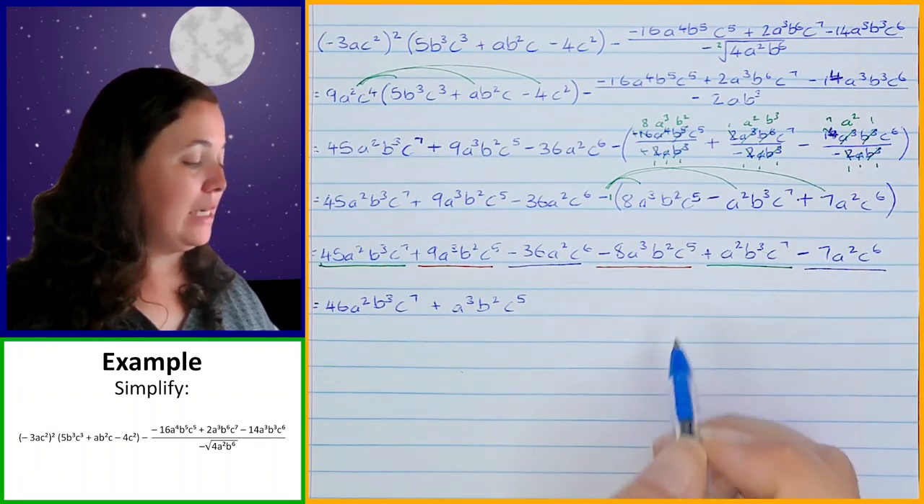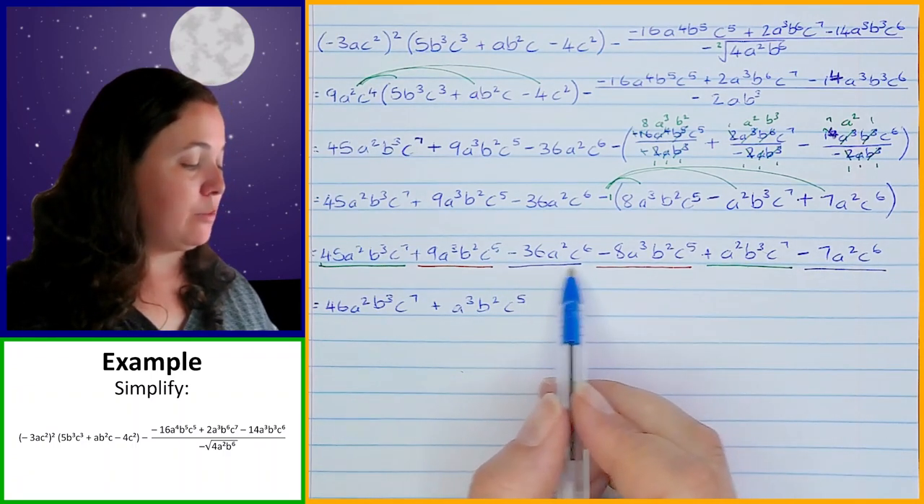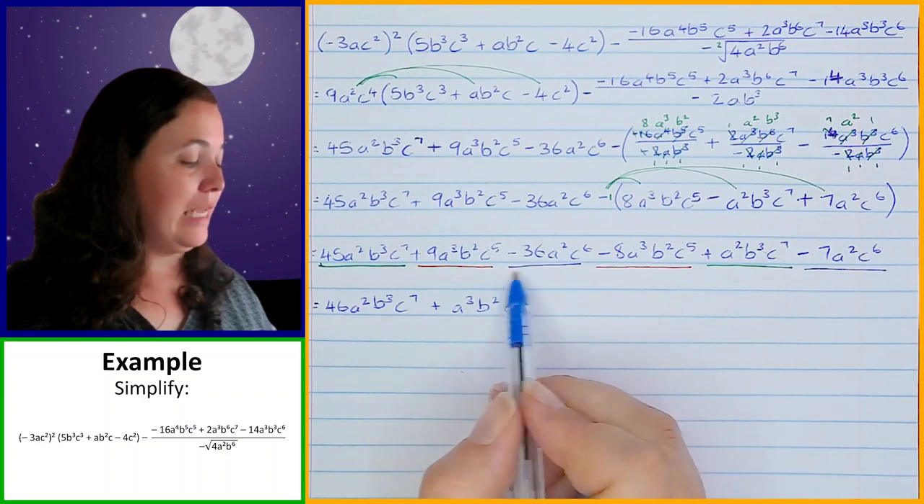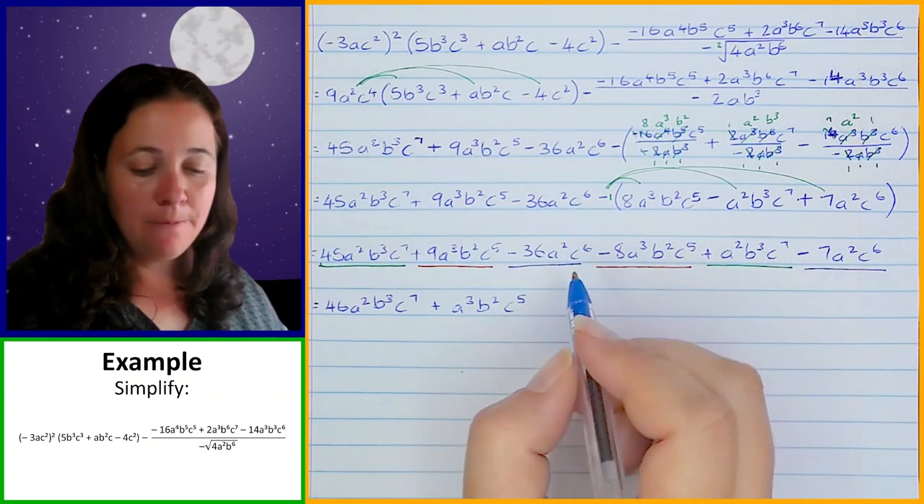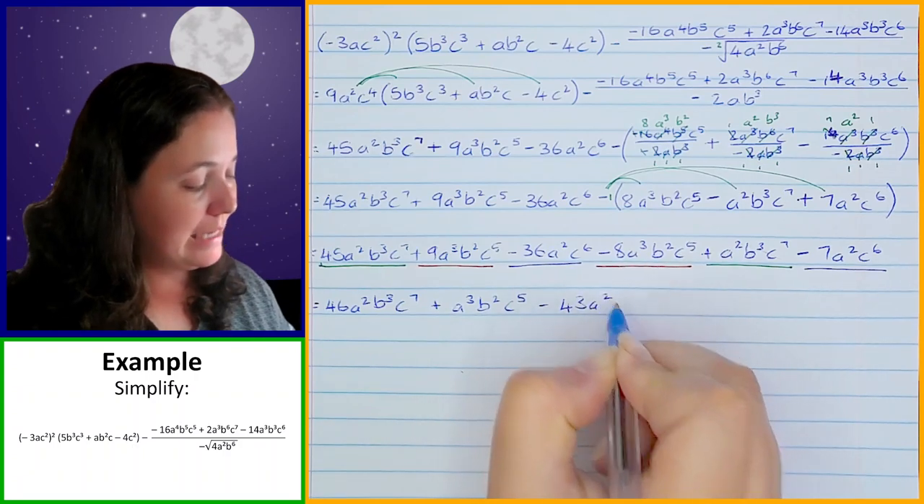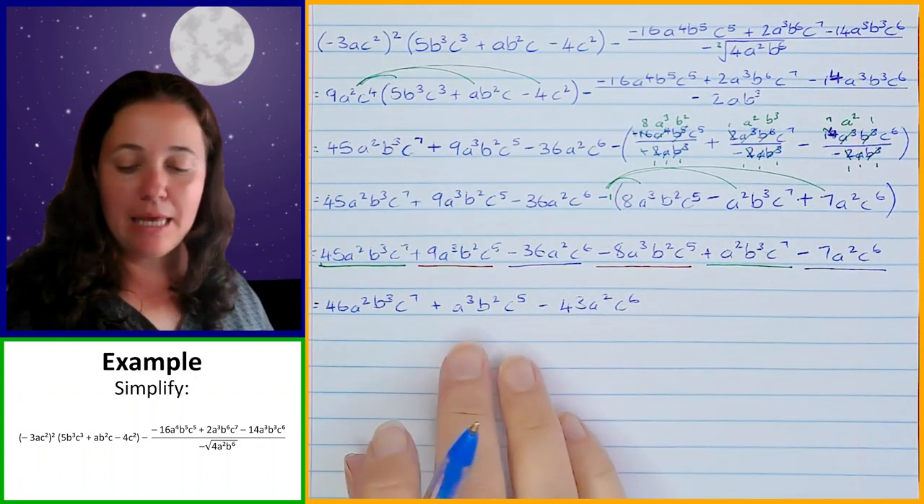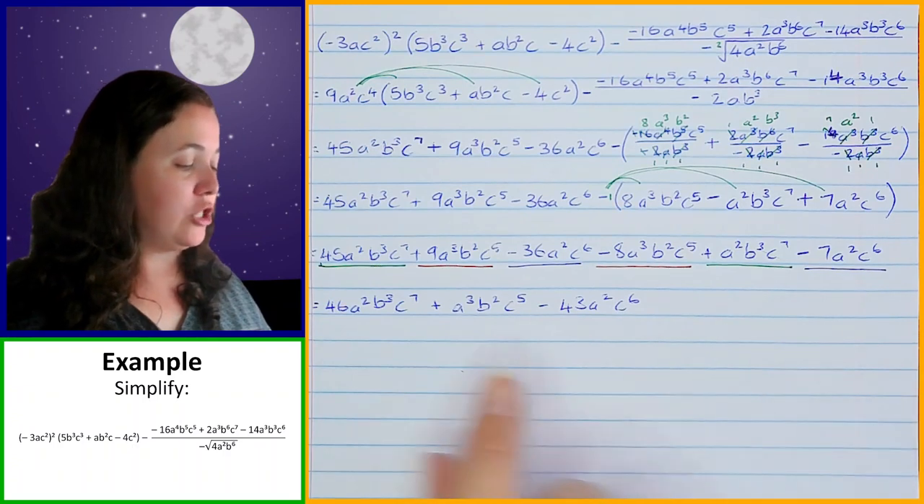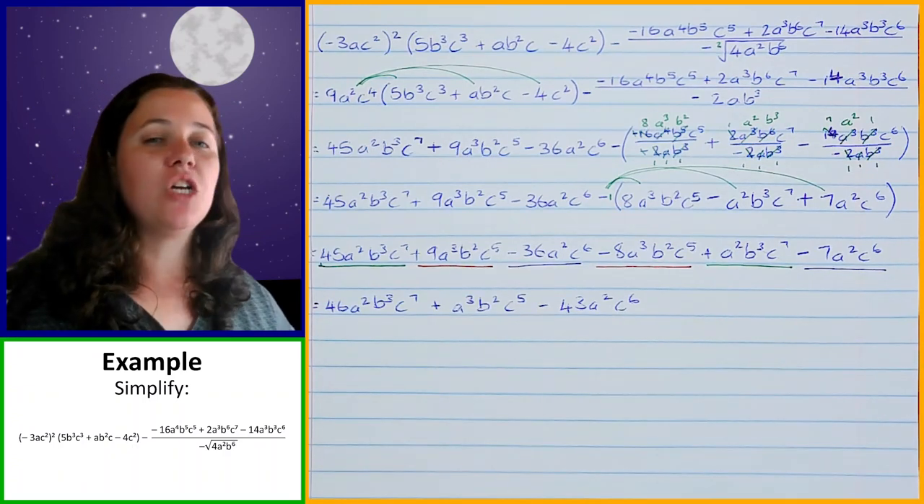And then finally, I have got my a squared c to the power of 6s there and there. So I've got negative 36 minus 7, and that gives me negative 43 a squared c to the power of 6. And that's what you should get for that question over there. Right, so now I'm going to give you one that you're going to work on for yourself.